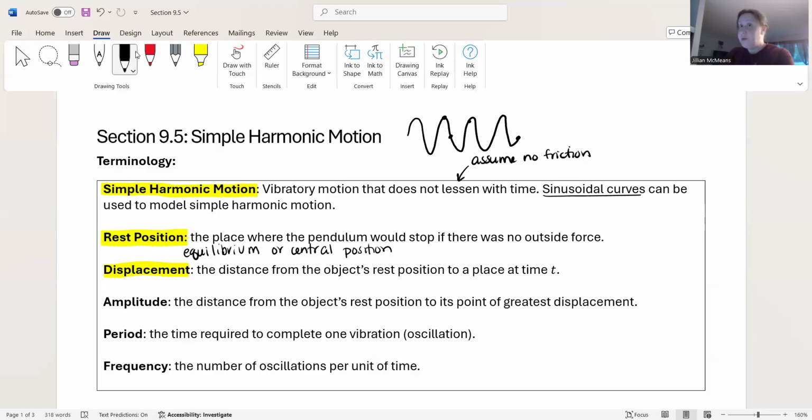Now, amplitude, we've talked about amplitude before. You may remember we talked about these back in chapter 7.